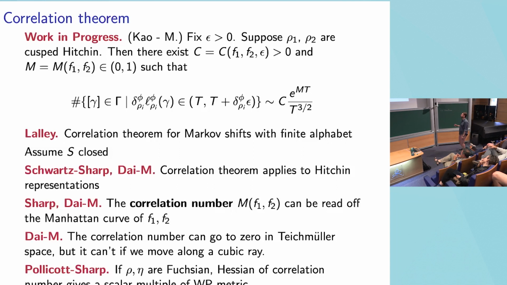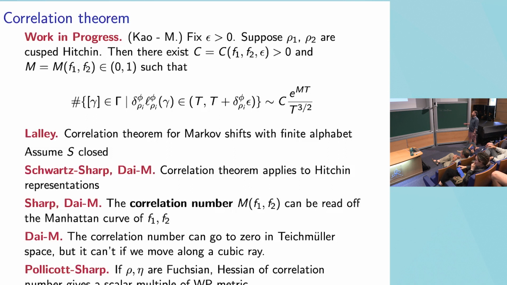Okay, and this is a first impression. Maybe it's a weird theorem to state or try to prove, but first of all, there's a precursor due to Lalley in this setting of finite Markov shifts on a finite alphabet, and this has been applied to the case of closed surfaces by Schwartz and Sharp when you are hyperbolic, and by Shapira and myself to get correlation theorems about the length functions of representations. And I just really like the story of correlation numbers. So for instance, this exponent can be read off the Manhattan curve of the two potentials, if you know what that is.